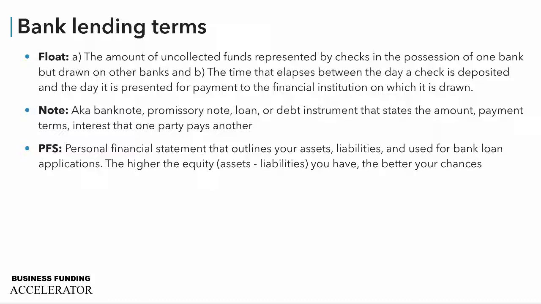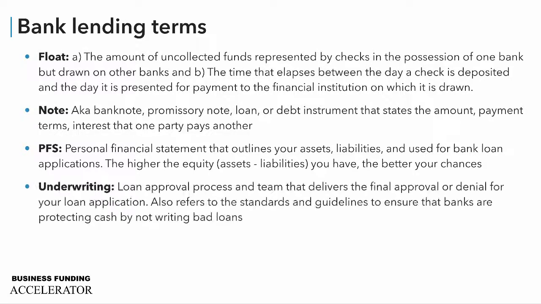PFS, or personal financial statement. It's really your balance sheet that outlines your personal assets and liabilities, and it's used for bank loan applications because they need to know that you as a personal borrower have the wherewithal to cover the debt and pay the loan back. So the higher the equity, assets minus liabilities, that you have, the better your chances are of getting a loan. There are many other things that go into successfully getting a bank loan, but again, your personal financial statement, your personal net worth, is something that a bank will look at.